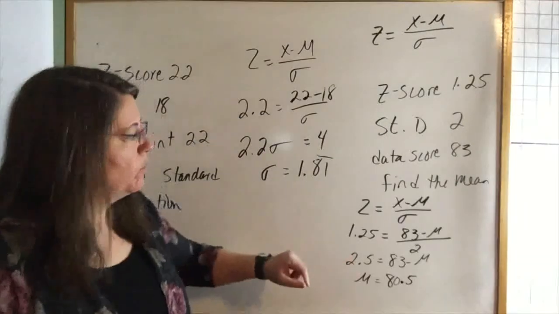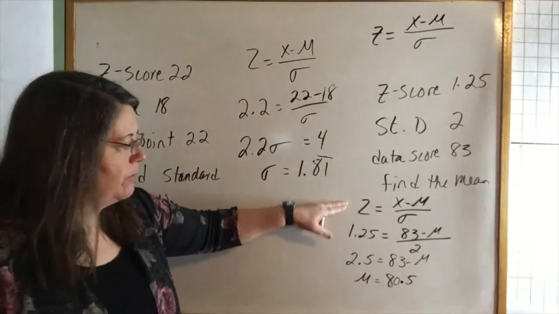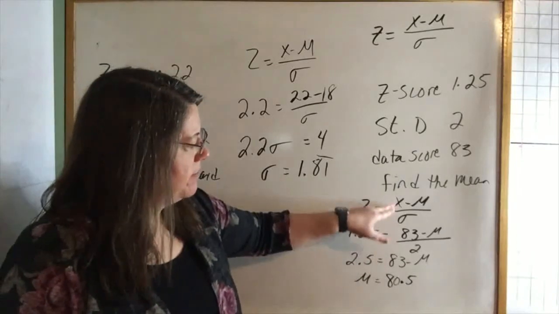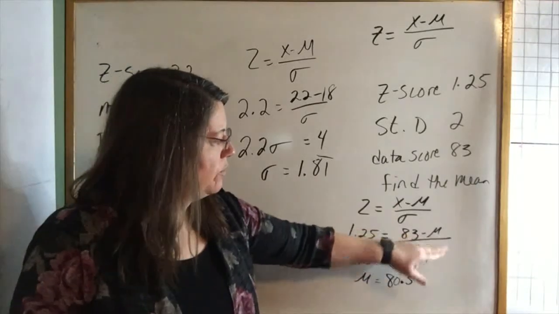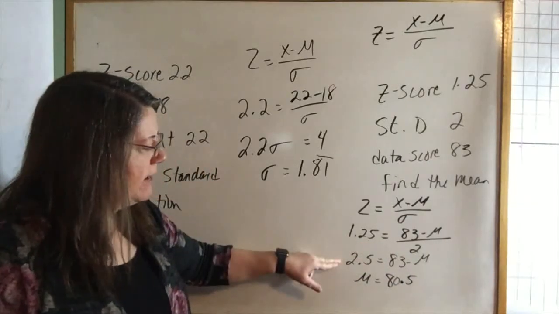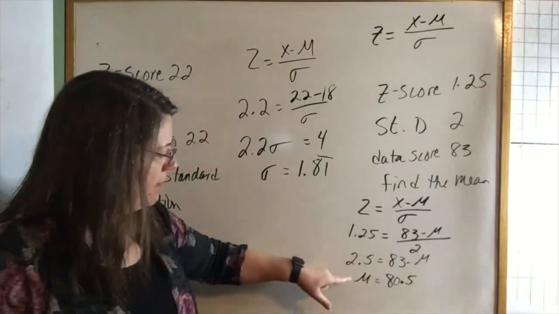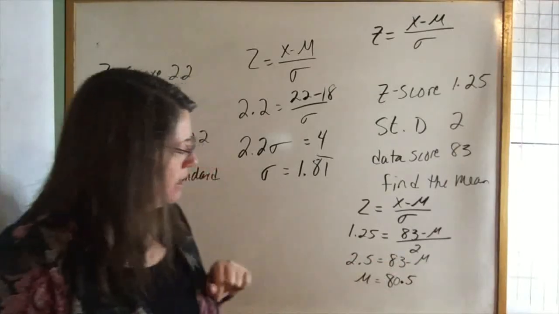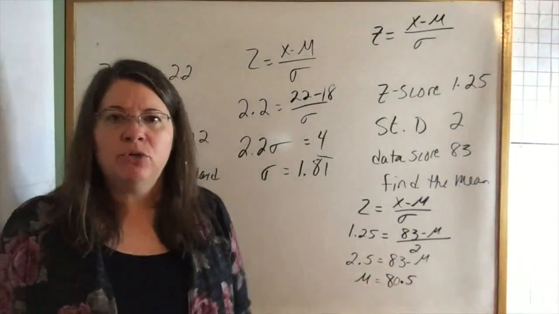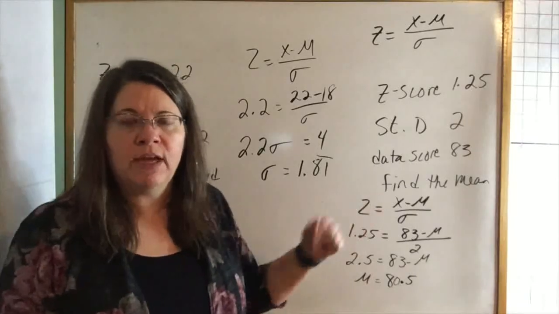So right here I have that one worked out. z equals x minus mu over standard deviation. The z-score was 1.25. The data set member was 83. We don't know the mean, and the standard deviation was 2. I multiplied the 2 over to get 2.5, and then I moved the mean over to make it positive and subtracted 2.5 from 83 and ended up with 80.5. So these aren't too bad. These are very simple. Just plug it into the formula to find the z-score or one of the other data members.